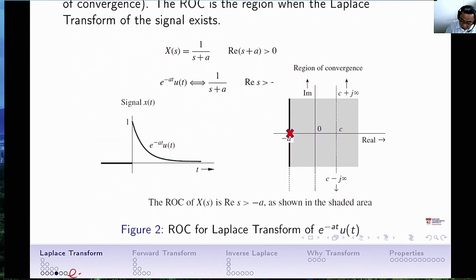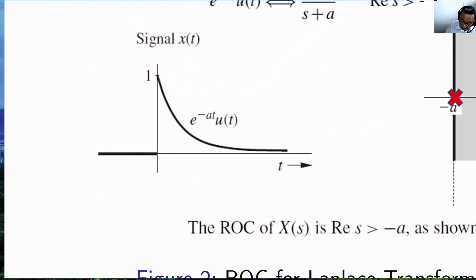In this figure, we have e minus at, the signal, multiplied by ut. Ut is the Heaviside function. The Heaviside function looks like this. At time 0, it will make a step up, unit step 1, and before time 0, it has value 0. So this green line is the Heaviside function.